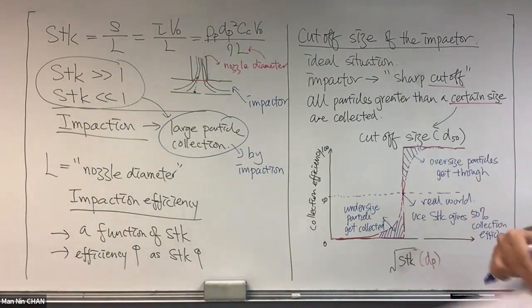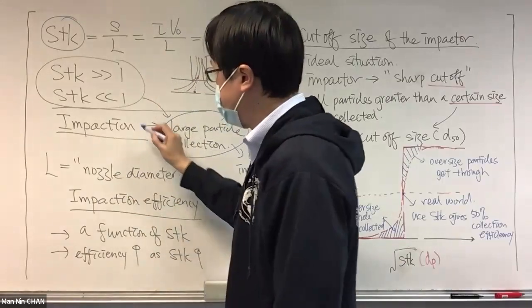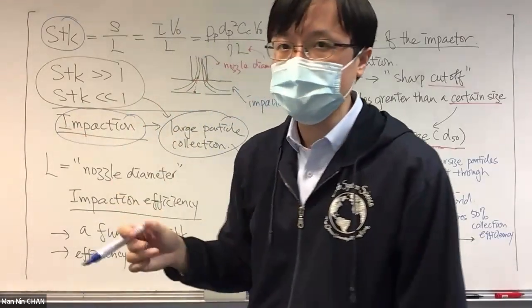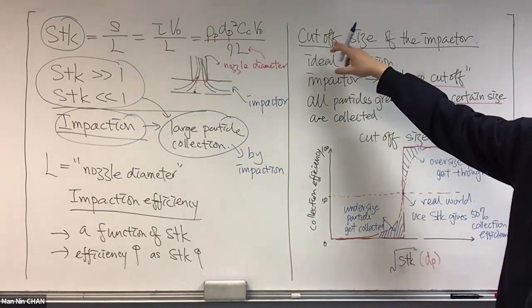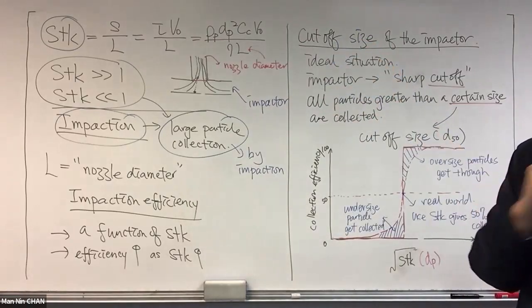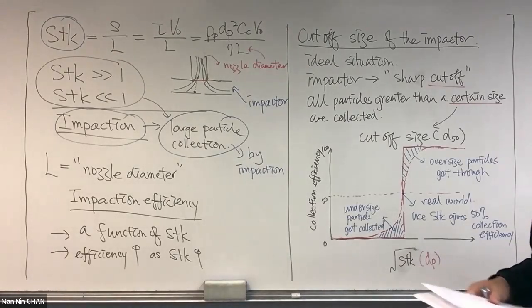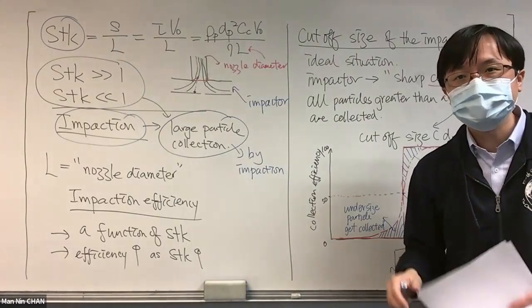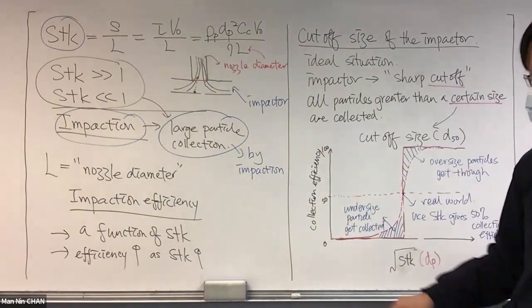So this just gives you some application of impaction and the Stokes number. Any question? When people talk about impaction or an impactor, when you design an impactor, you want to know what size of particle is being collected by your impactor. So you look for this cutoff size, and this is linked to your Stokes number. So now you have some ideas here. Is that okay? Any question from the class? This is just to give you the application for the Stokes number.